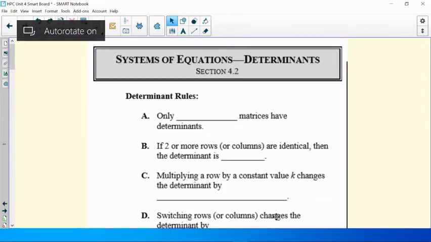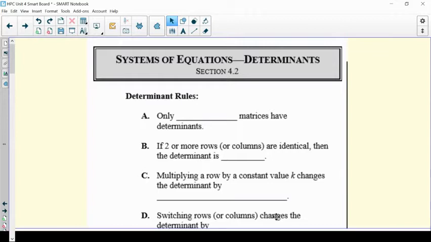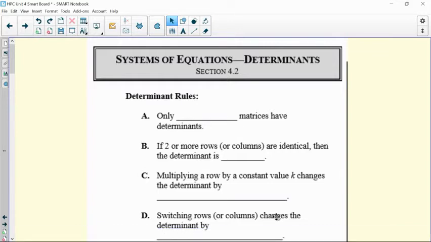Okay, so in this video, we're going to look at what's called a determinant. A determinant is like a measurement or a way to describe matrices. It's a quality or a characteristic of a matrix. And one of the applications is that it's going to allow us to solve a system of equations in another manner.